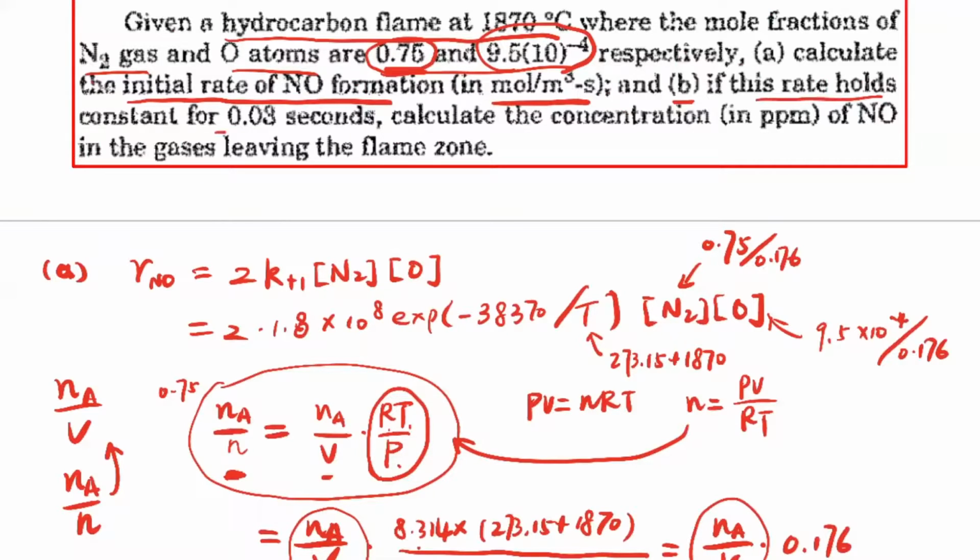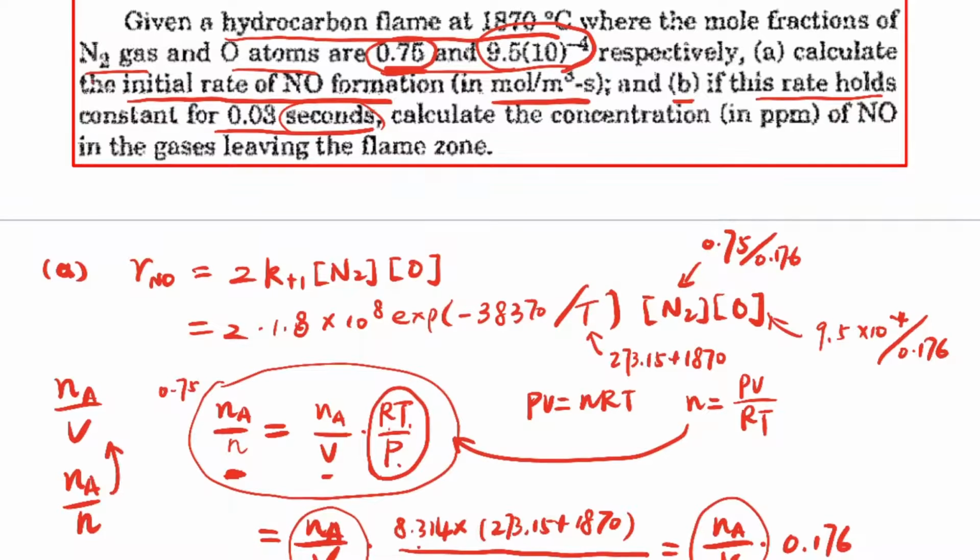So we already solved for the reaction rate, and the second question asks us if this rate holds for a constant time of 0.03 seconds. And this indeed makes sense, right? For car engines, we have a certain number of rotations of the piston, so it is operated at a very high frequency. So the residence time is very short. And the same thing applies for the coal-fired power plant. The gas is not going to stay for an infinitely long time under high temperature.